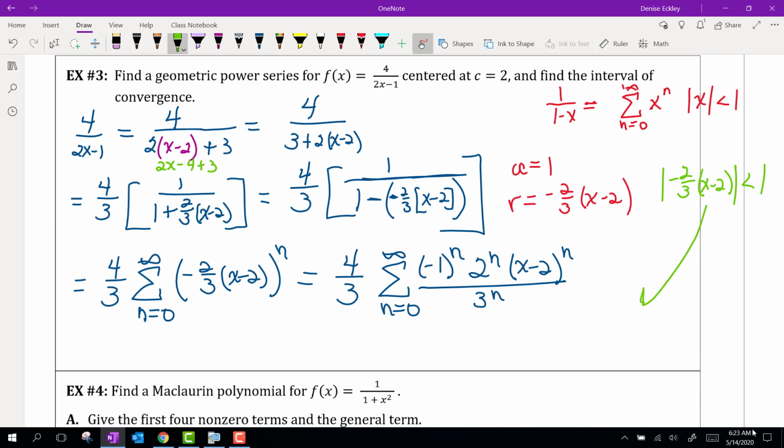And the only other thing we have to do is be a little more specific about our interval of convergence. So if we multiply this out, we get negative 3 halves is less than x minus 2, which is less than 3 halves. Okay, and if you want to clean that up a little more, like adding 2 to both sides, you get 1 half is less than x, which is less than 7 halves.